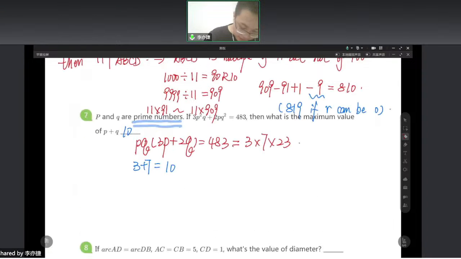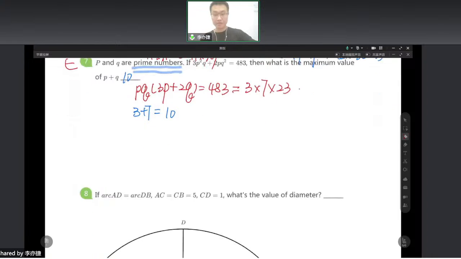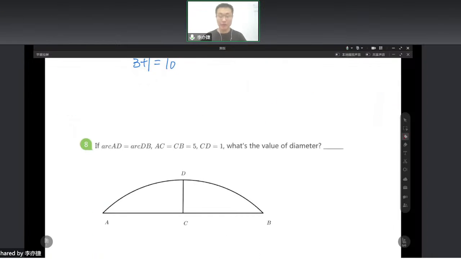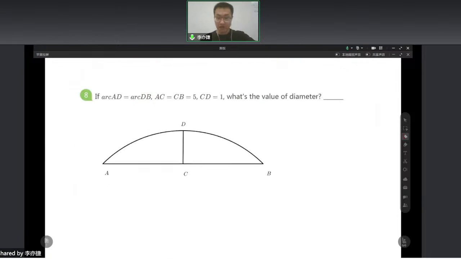Treat it as an easy one. With the prime number condition, it's an easy one because there's only one solution here. But if we don't have this word, it may be complicated, I have to say. Right? Okay, so then question 8.